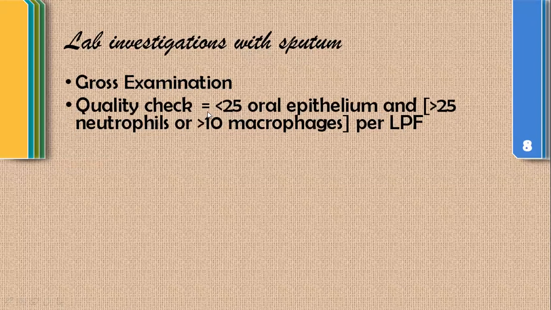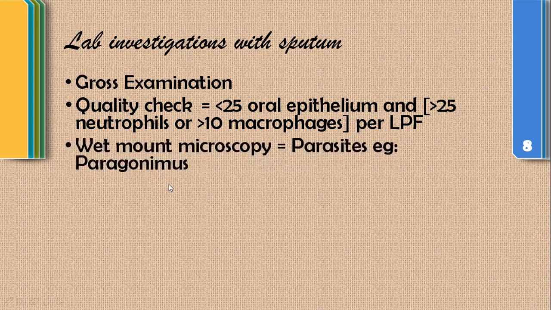After that, we perform quality check. On quality checking, the widely accepted guideline says that for a sputum to be of good quality to perform further laboratory investigation, there must be less than 25 oral epithelium per low power field, which means less than 25 squamous epithelium per low power field. Some guidelines also refer to checking the neutrophils and macrophages number. That is, greater than 25 neutrophils or greater than 10 macrophages per low power field must be there for proceeding with the further investigation. However, this is not well accepted everywhere.